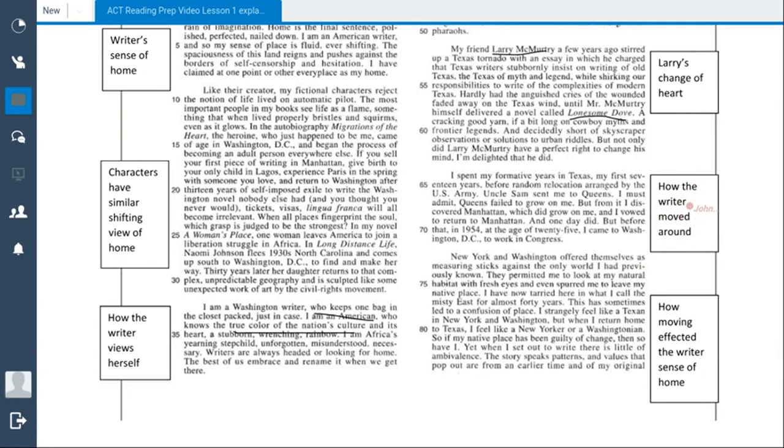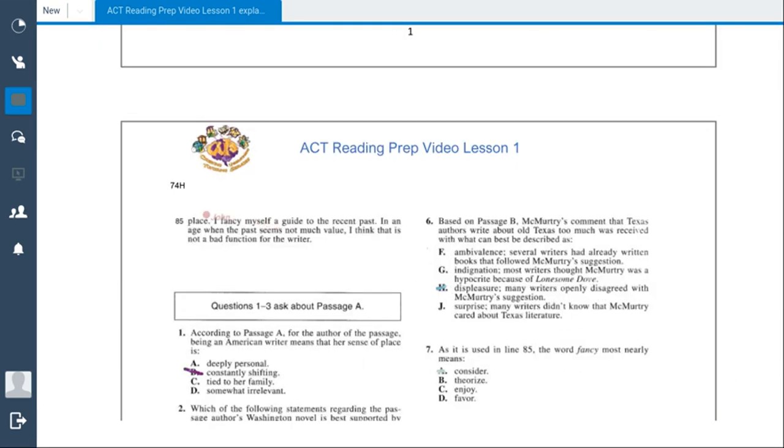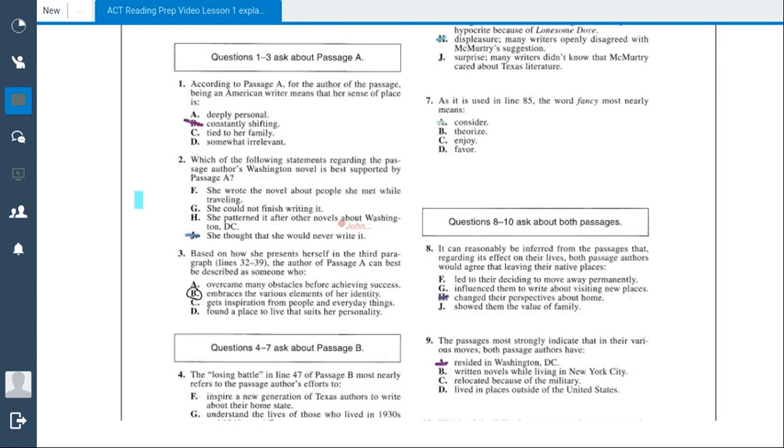The next paragraph talks about how the writer moved around in the different places that he moved to and how that changed his perspective on life. And the last paragraph talks about how moving around affected the writer's sense of home. And then this talks about how he views himself as a writer. So now let's answer the questions.